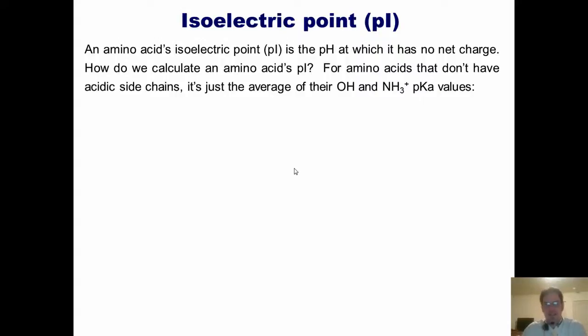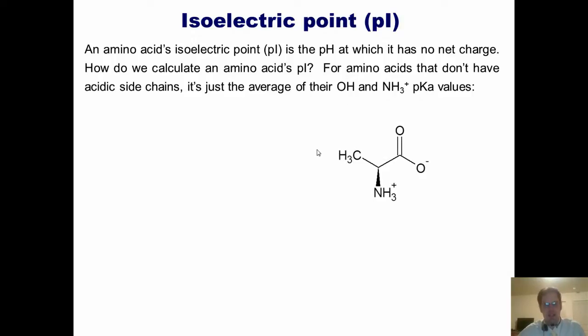We now arrive at the subject of an amino acid's isoelectric point, which is abbreviated as pI. Magnum PI. No, I'm just kidding. It's just regular pI. Simply defined, an amino acid's isoelectric point, or pI, is the pH at which that amino acid has no net charge.